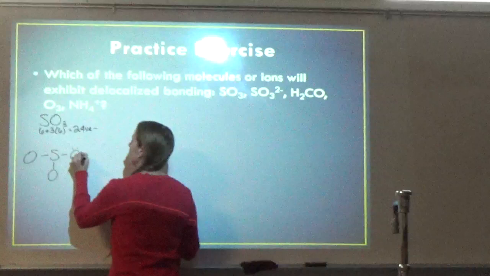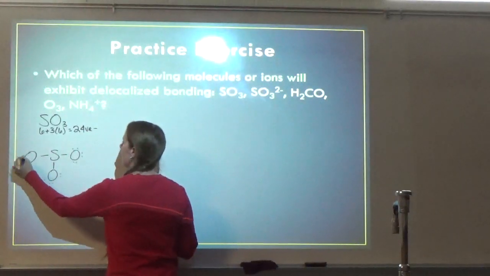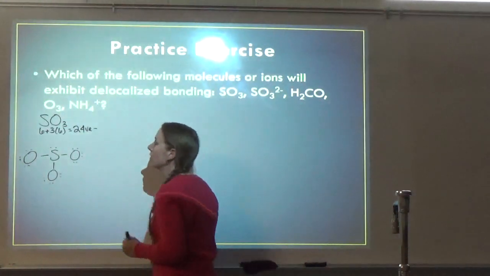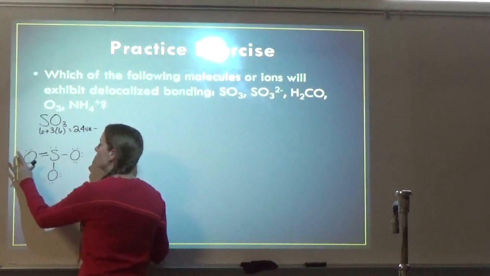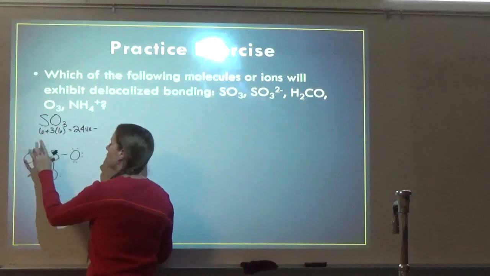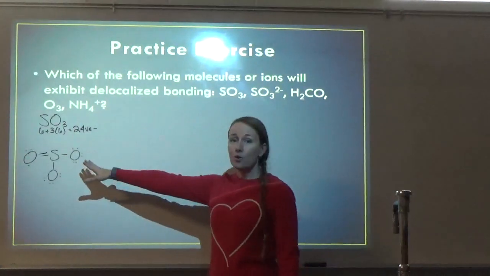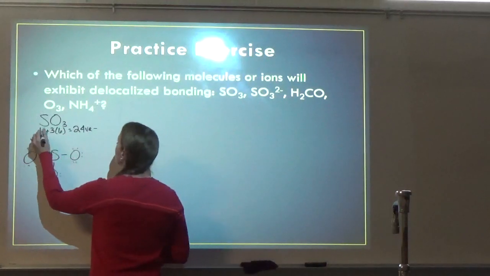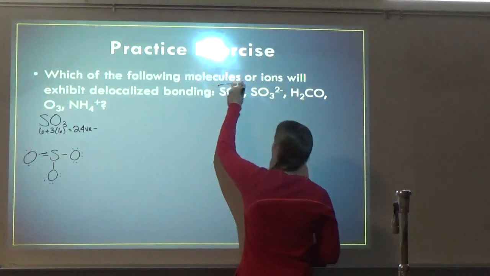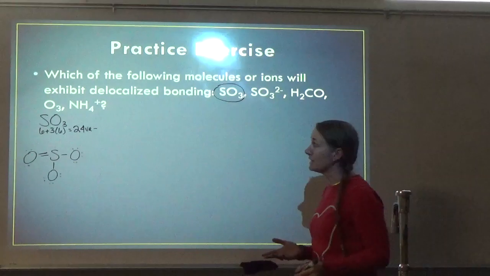All right, so I'm going to make all my oxygens have an octet and sulfur. The problem is I have 26. I'm only allowed 24. I will have to do a multiple bond, remove a pair off of each. So once I know that, and I know that multiple bond can go in any location, this one does have delocalized bonding. So SO3 is a yes, it does.